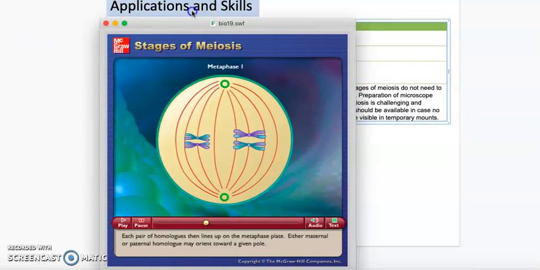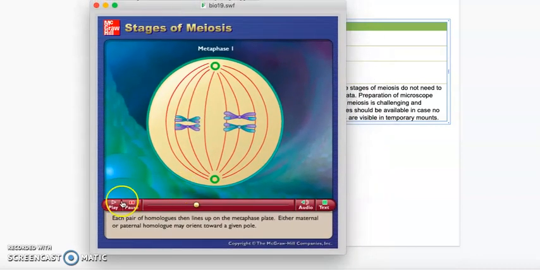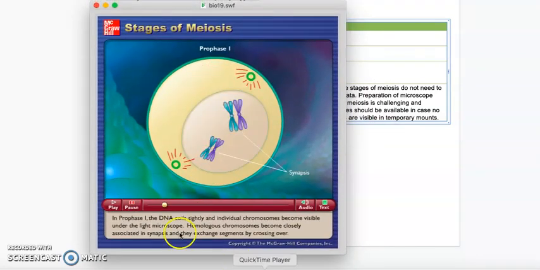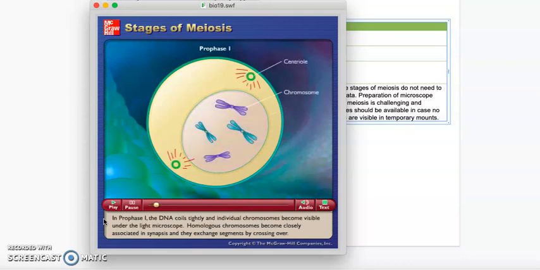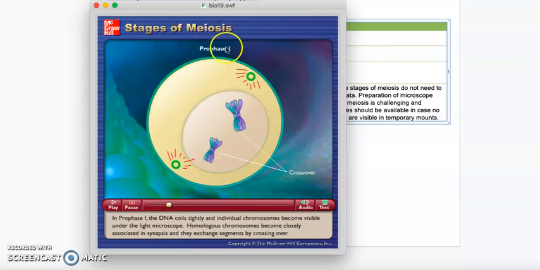So we're going to start off with this animation that shows the stages of meiosis. In prophase 1, the DNA coils tightly and individual chromosomes become visible under the light microscope. Homologous chromosomes become closely associated in synapsis, and they exchange segments by crossing over. Okay, so this is what we were talking about, crossing over. It promotes genetic variation. It also happens during which phase of meiosis? As you can see, it's prophase 1.